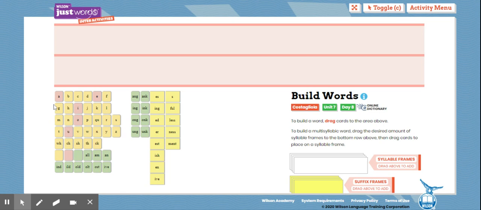Clip. Clip. Elbows up. Clip. What do you hear? C. L, the blend. I. P. See that? How it's closed in? The letter P is closing in my vowel, making the I say I. Spell it away. C L I P.